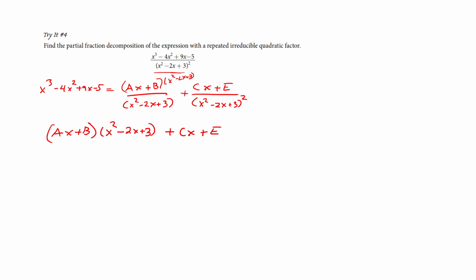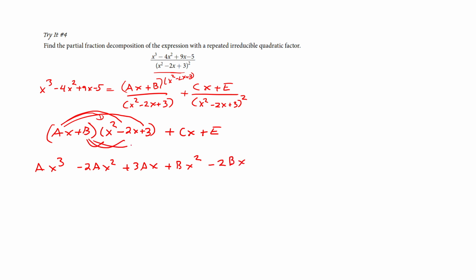Okay, now it all equals this side, but this is so daunting, I'm just going to leave that off for a second. So we're foiling this through. I get ax to the 3rd minus 2ax squared plus 3ax. Now we'll send the b through. Plus bx squared minus 2bx plus 3b, plus that's cx plus e. Okay, now as long as we group everything correctly, we'll be fine.